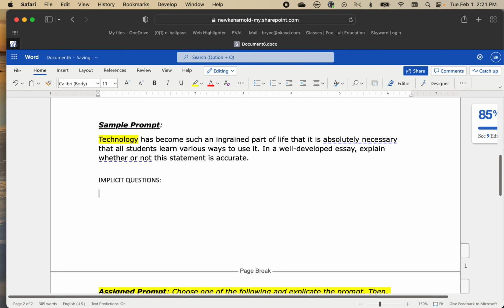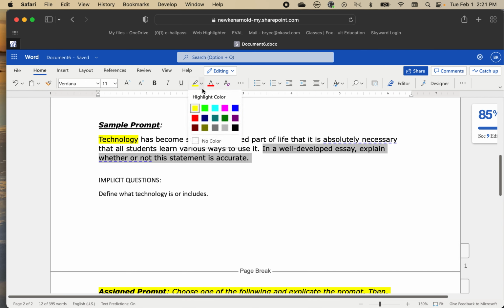So I would have to be able to explain or define what technology is or includes. Because if I'm not able to articulate that or explain that, I'm not going to be able to answer the explicit question, which is that one. That's going to be my big one. Do I agree with that statement or not is the explicit question. The implicit question that I have to answer first is defining what technology is or includes.